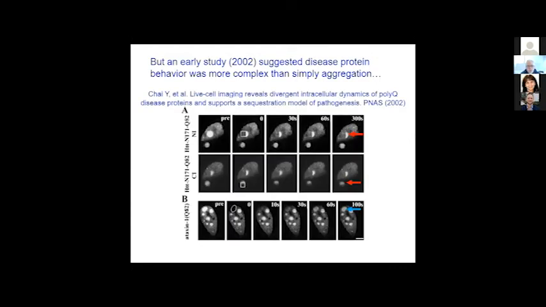I'm going to really here, however, focus on an early study we had in 2002 in PNAS, which suggested that disease protein behavior was far more complex than simply aggregation. So we went into the study generating a series of constructs in which we expressed a fluorescent tag behind either huntingtin fragment or ataxin 1. Ataxin 1 is not ataxin 3, but I'm simply showing in this paper that we looked at ataxin 1, huntingtin, as well as ataxin 3, which I'm not showing you here.